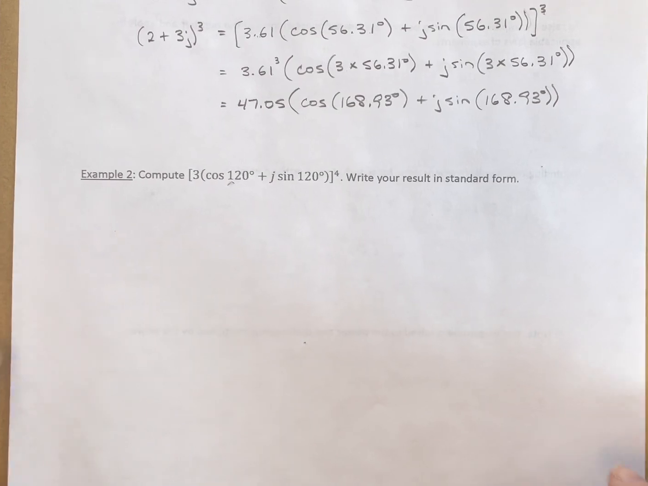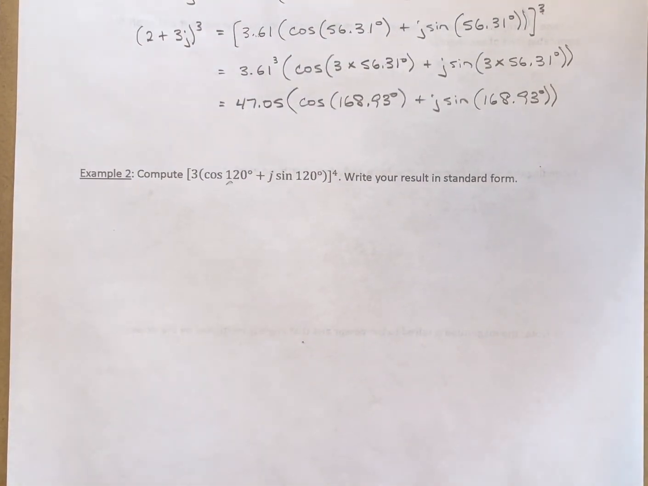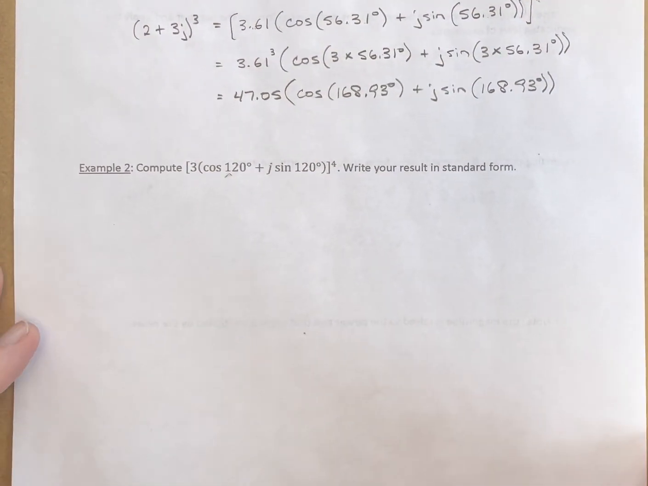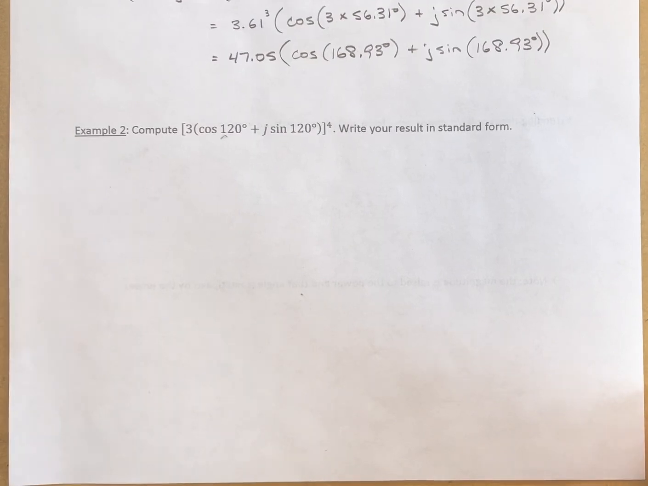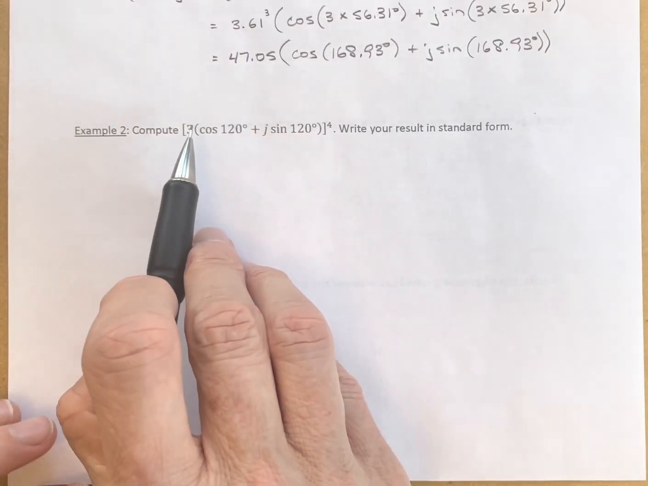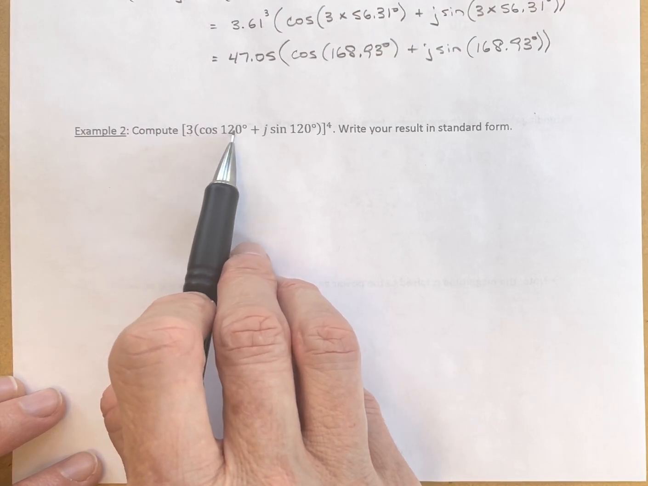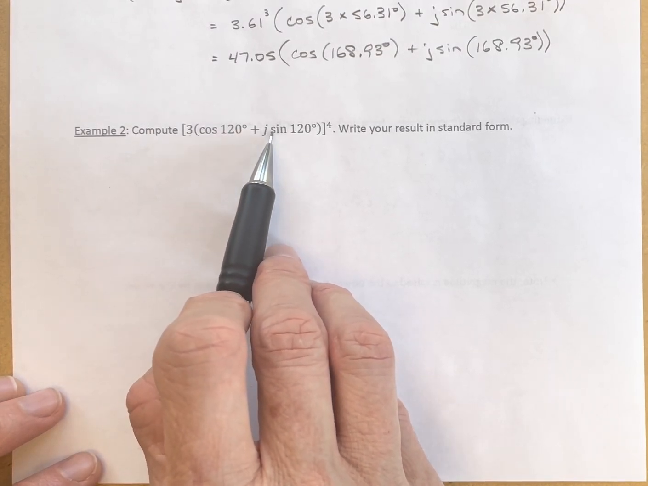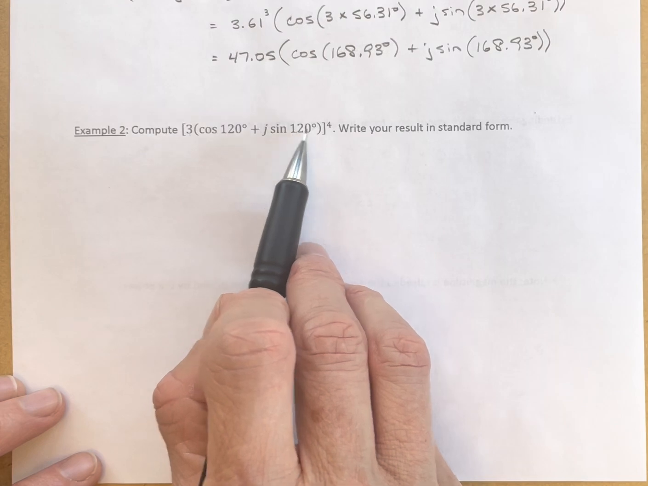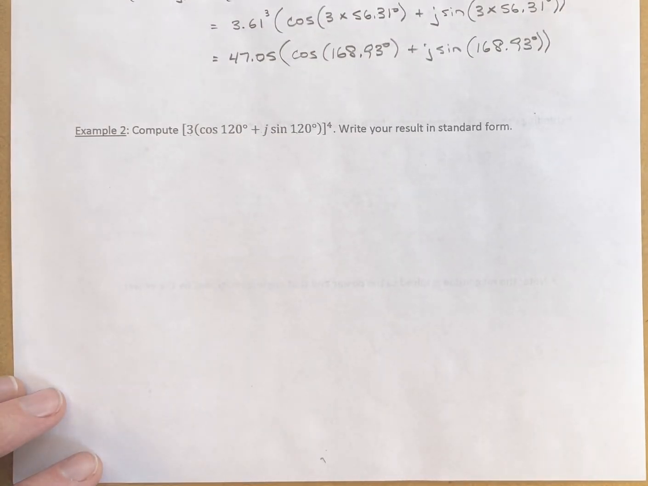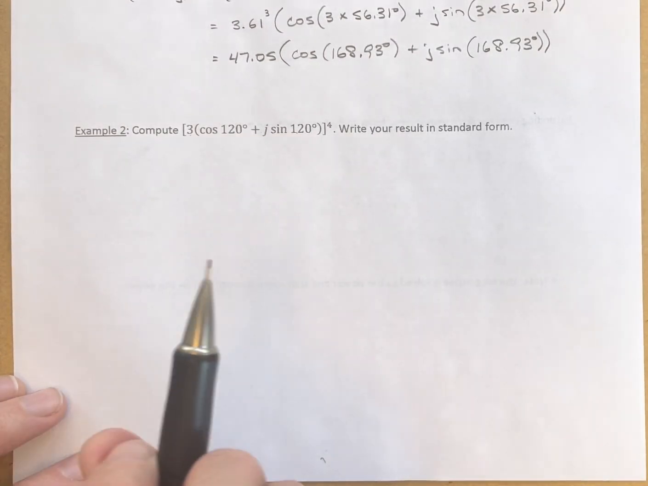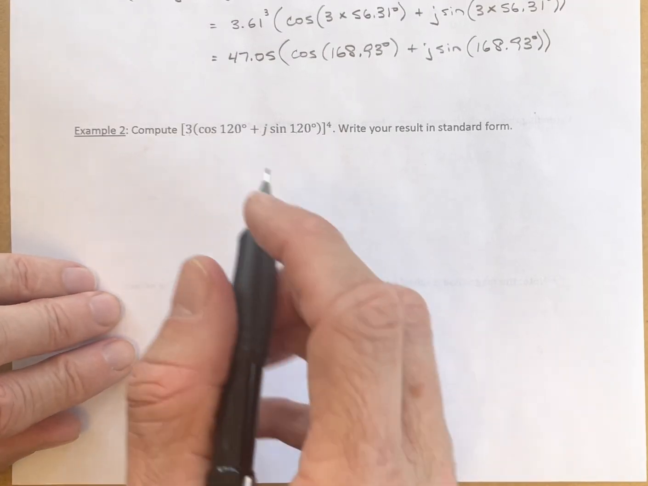Let's do a second example. Let me get my stuff out of the way. Hopefully nothing falls on the table. Okay, I'm going to give it to you, and this time we're computing 3 times the cosine of 120 degrees plus j times the sine of 120 degrees raised to the 4th power. And we want to write our result in standard form.